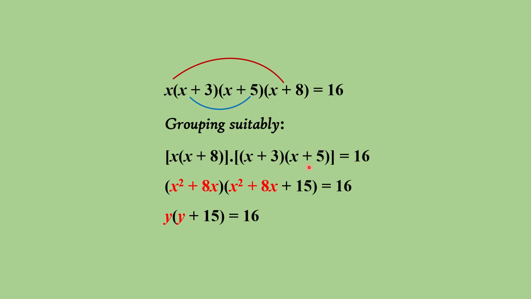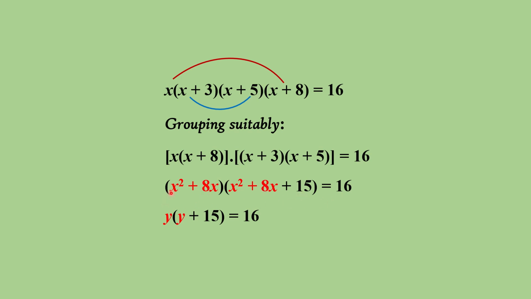X into x plus 8 will give you x square plus 8x. And x plus 3 into x plus 5 will give you x square plus 8x plus 15. Sorry, the first group, x and x plus 8, when you multiply, gives x square plus 8x, and the other two, x plus 3 and x plus 5, when you multiply, give x square plus 8x plus 15. So this is equal to 16.